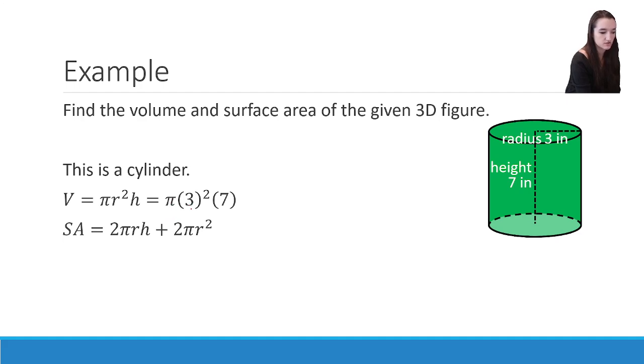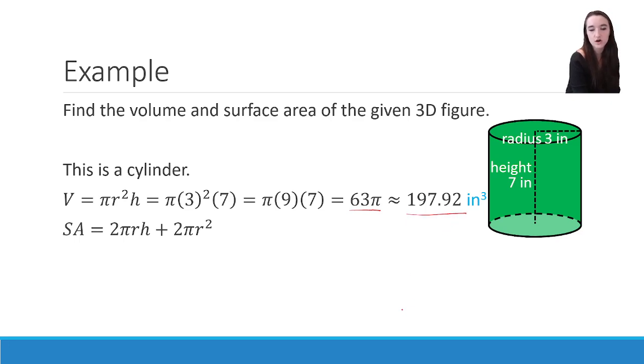Pi times r squared, so 3 squared, times height, 7. Remember that we square just the 3, so we get pi times 9 times 7, which ends up being 63 pi, which, putting it into your calculator, will give you 197.92 cubic inches because we're talking about a volume.